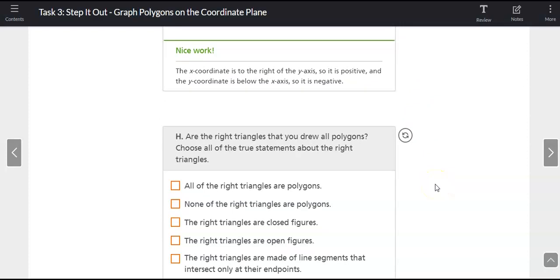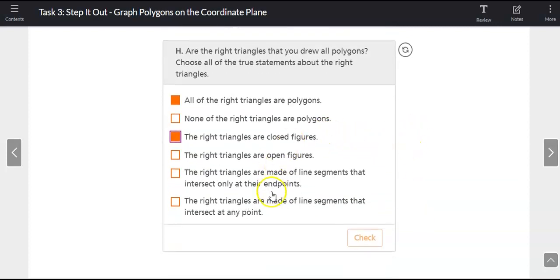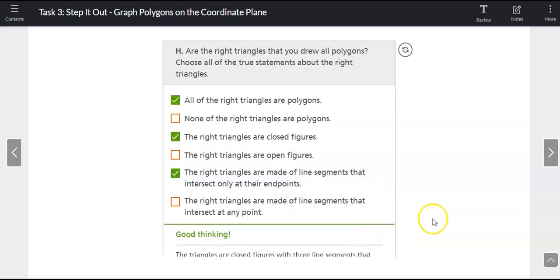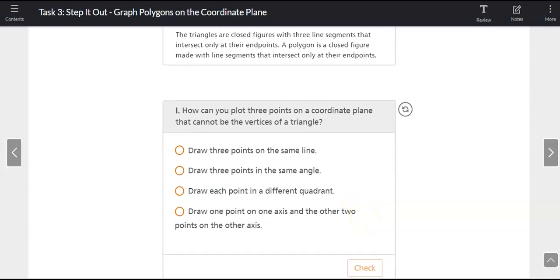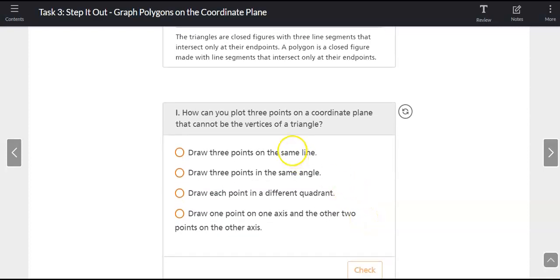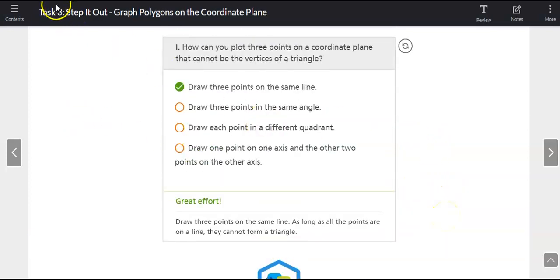Are the right triangles that you drew all polygons? They are. Right triangles are closed figures, and they are made up of line segments that intersect only at their endpoints. How can you plot 3 points on a coordinate plane that cannot be vertices of a triangle? You can plot them on the same line. If you plot them on the same line, they're going to be in a straight line.